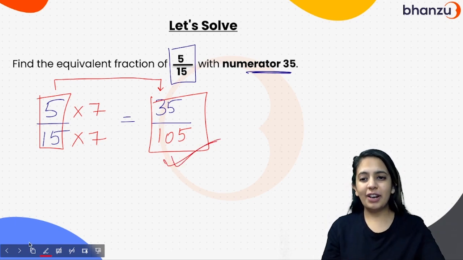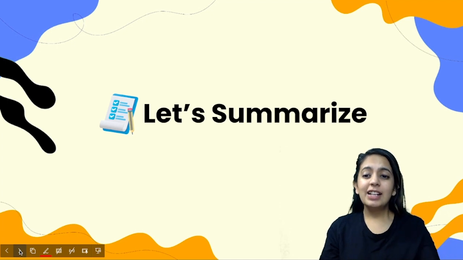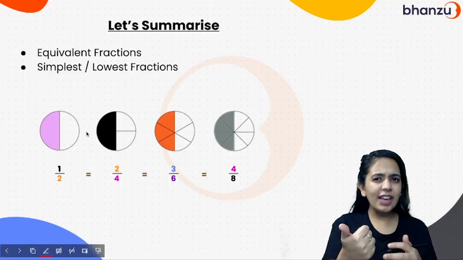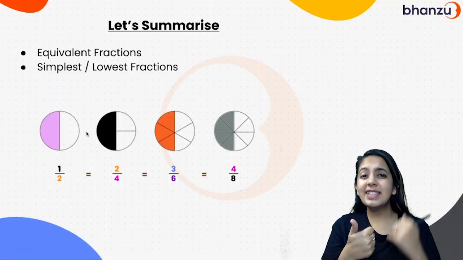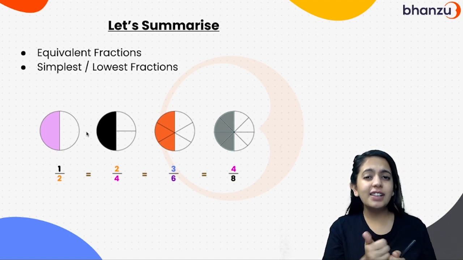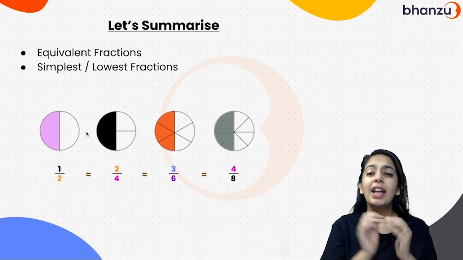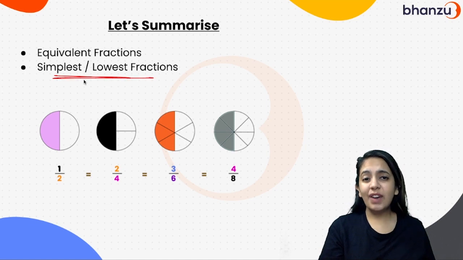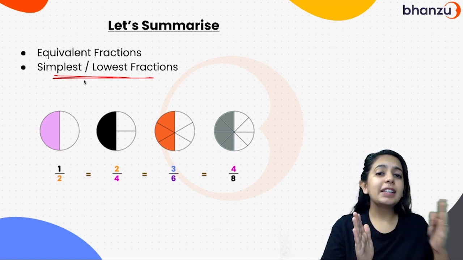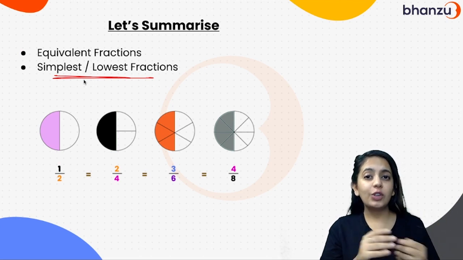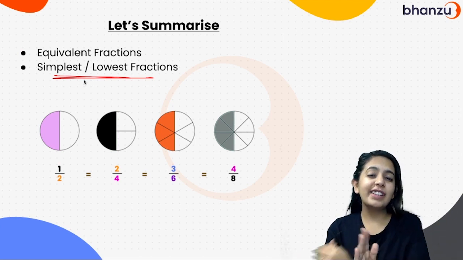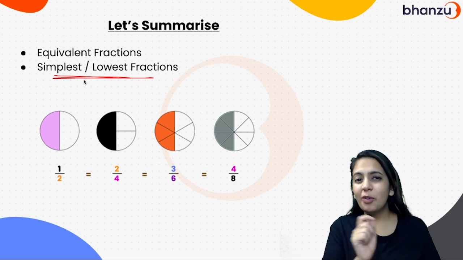Now it's time to summarize whatever we have learned today. So we have learnt about the equivalent fraction, that you can multiply or divide the same number in the numerator and denominator and we'll get the equivalent fraction. And simplest fractions are those fractions which can only be multiplied further to get an equivalent fraction. You cannot divide them more further, that is, you cannot reduce them more further.